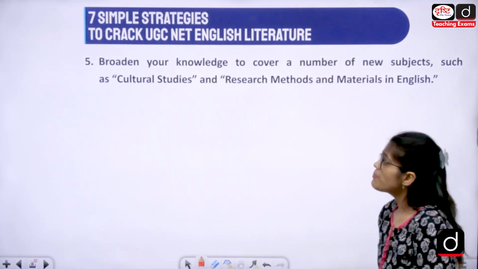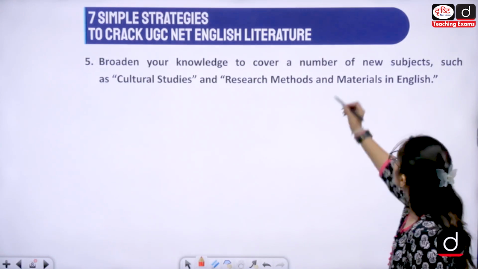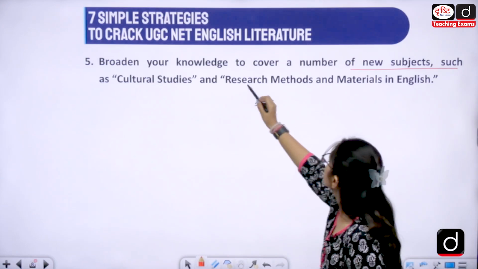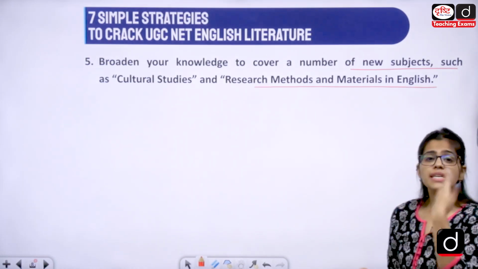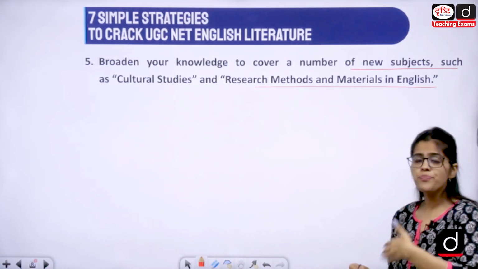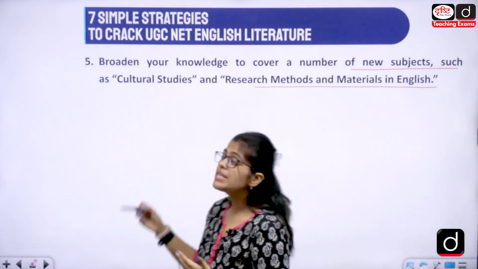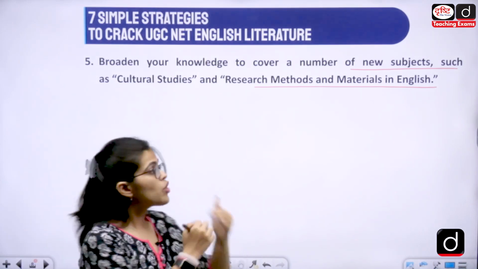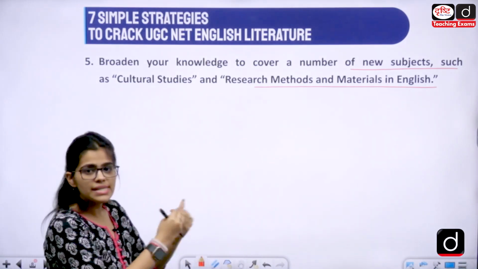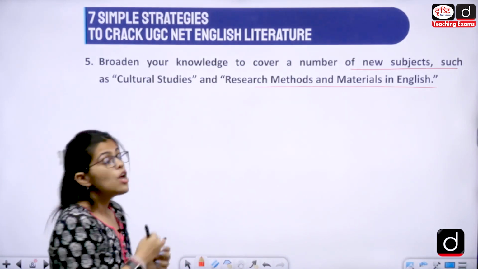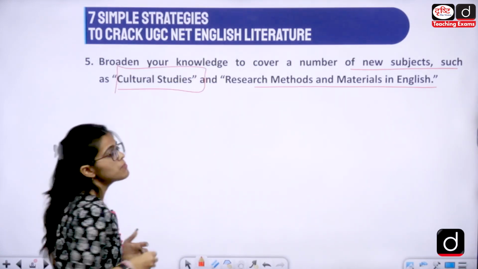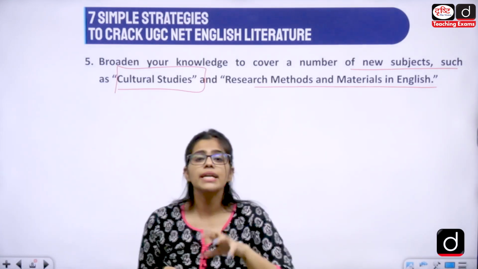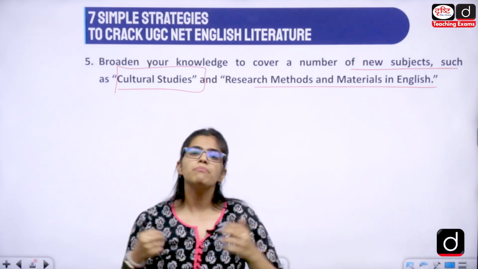Then the 5th tip is broaden your knowledge to cover a number of new subjects such as cultural studies and research methods, and these materials are available to you. What is needed is that you pay more focus and broaden your horizons to study topics like research methods and materials in English as well as cultural studies. When topics like cultural studies come to your notice, you need to dig deeper into those concepts. Because what do you mean by culture?